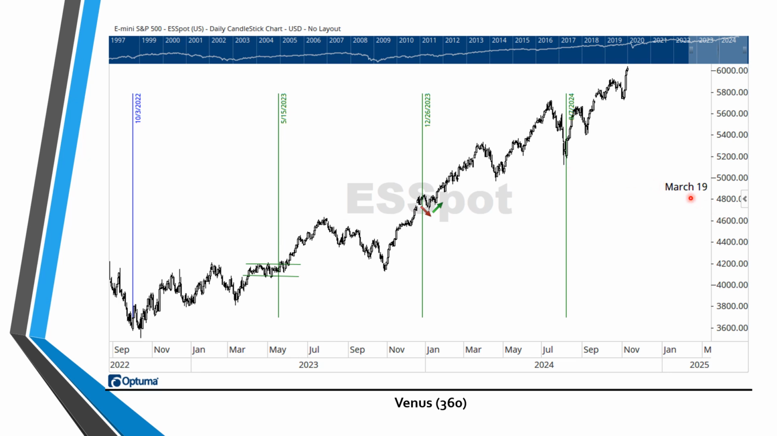So the next one to watch for is about the 19th of March. So circle that date on your calendar and be prepared for some kind of a trend change. It could be minor or it could be a significant drawdown.